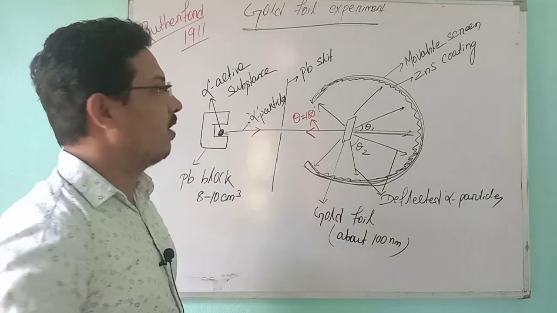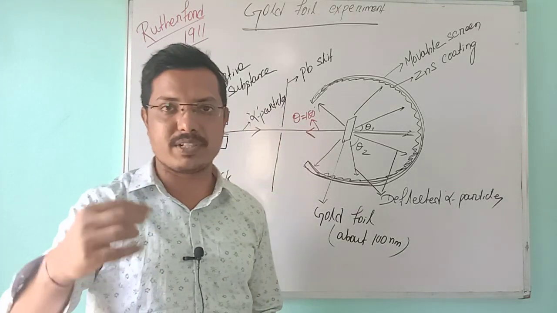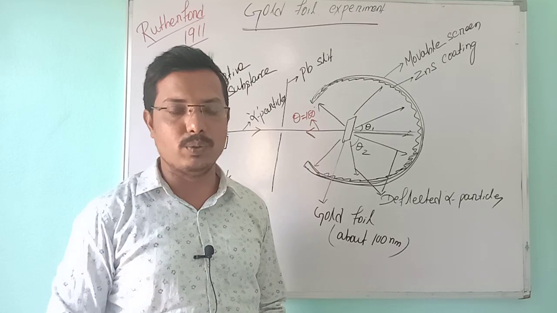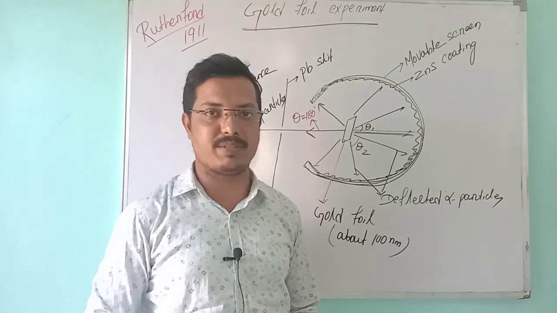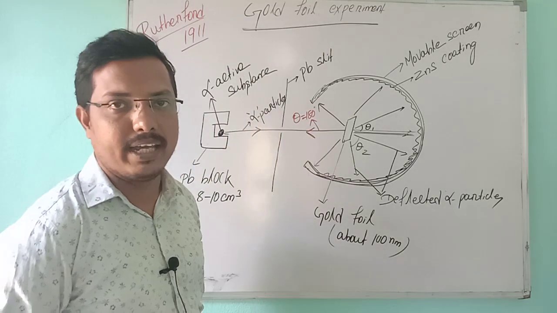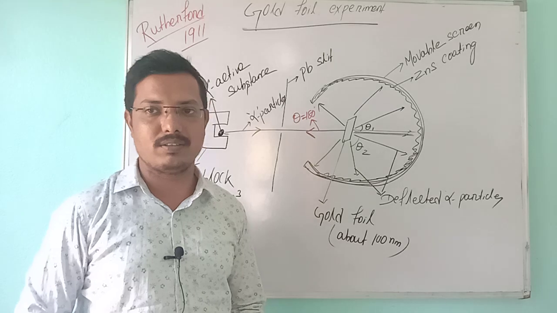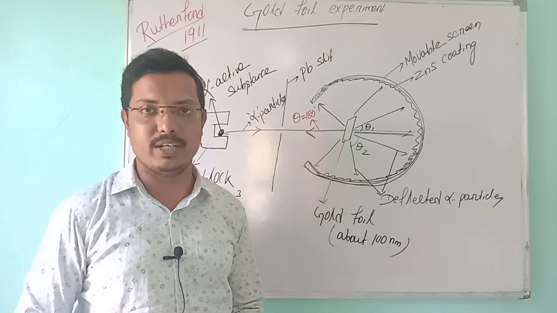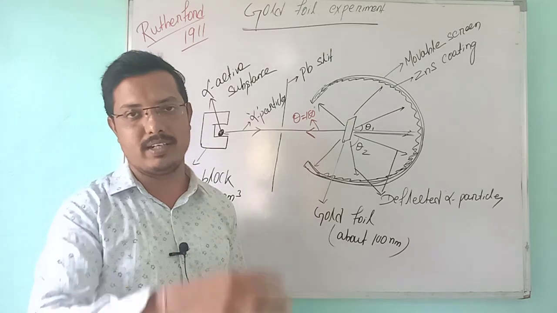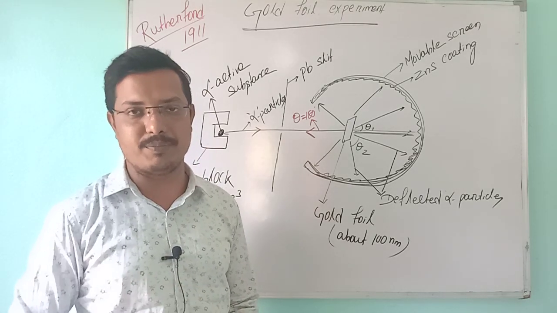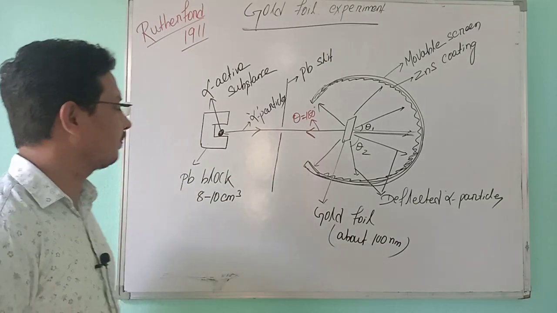Today we will discuss Rutherford's atomic model. Before discussing Rutherford's atomic model, we will go through Rutherford's gold foil experiment, the popular experiment. Okay? In 1911, Rutherford and his co-worker performed an experiment in which he scattered alpha particles onto the gold foil and made the following observations. Now see the experimental setup.